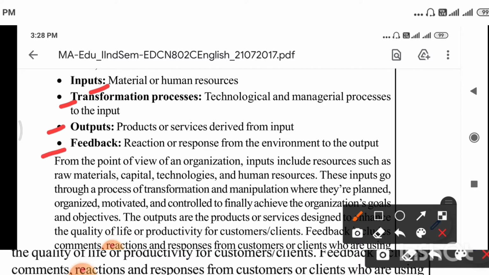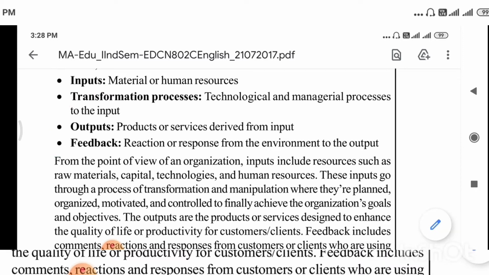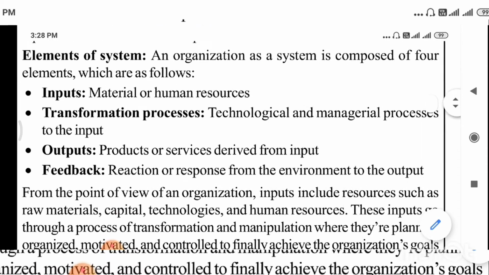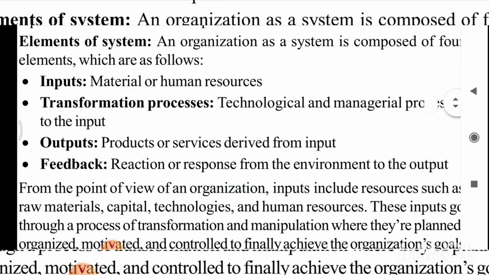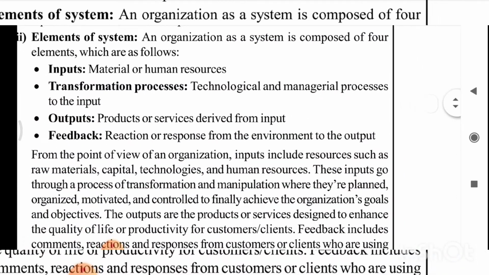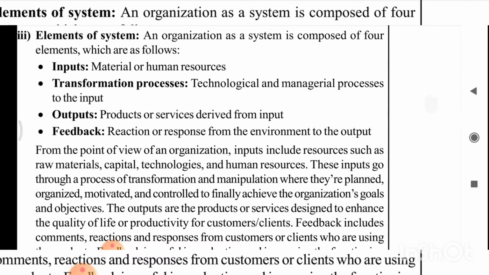I already told you what input is. From the text point of view, it is mentioned that input is the material or the human resources. Transformation process is the technology and managerial process applied to the input. This is the second element of the system. Third is outputs. Output means what result comes out of it, products or services derived from the input. Now next is feedback. Feedback is your reaction or response from the environment to the outputs.